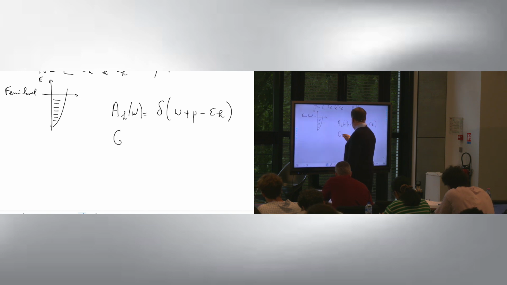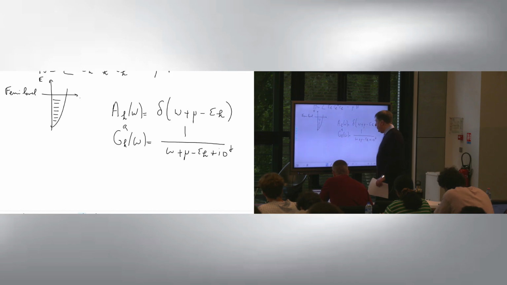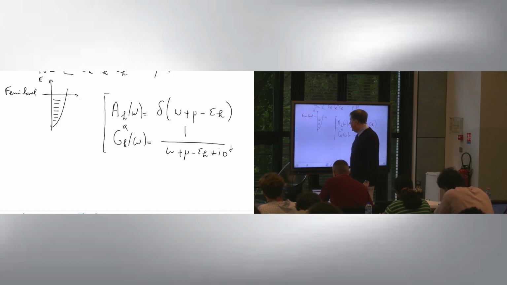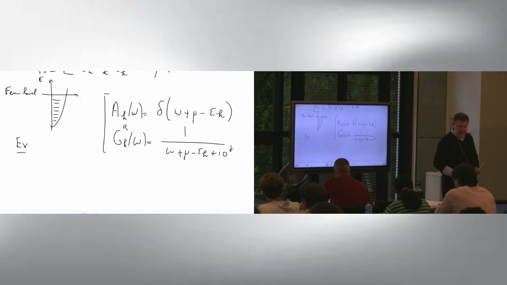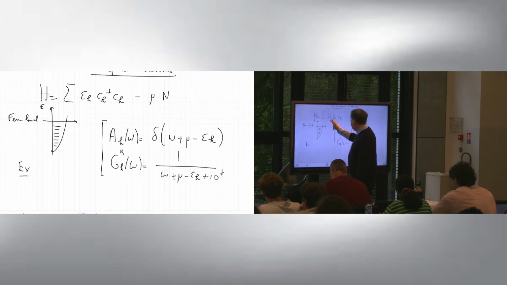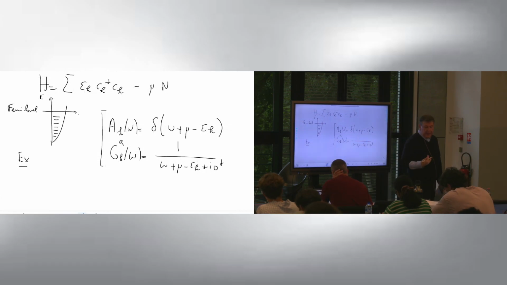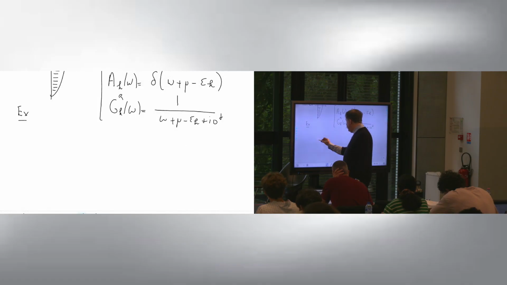Or to say it otherwise, that the retarded Green function as a function of omega is equal to 1 over (omega plus mu minus epsilon_k plus i0+). So that's a little exercise for you, if you have never done it. How do you prove this? You can do it in many different ways. Let me just give you a hint how we do that. You look at the Lehmann representation that you had before, and you look at what are the excitations that you have above the ground state. So there are two of them.